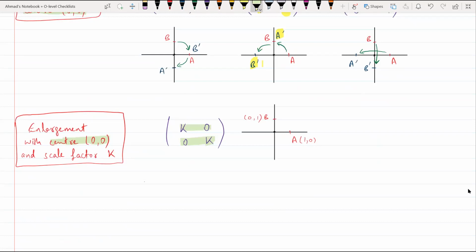Enlargement के केस में क्या होगा, k 0 0 k, so ये scale factor के ऊपर डिपेंड करेगा. अगर आपका scale factor for example 3 है, scale factor is 3, तो आपका देखें 1 0 point कहाँ चला जाता, ये 3 0 पे चला जाता, और 0 1 कहाँ चला जाता, ये 0 3 पे चला जाता. So your matrix would have been 3 0 0 3. तो जो भी आपका scale factor होगा उसको आप k से replace कर दोगे, and that will be your matrix for enlargement.